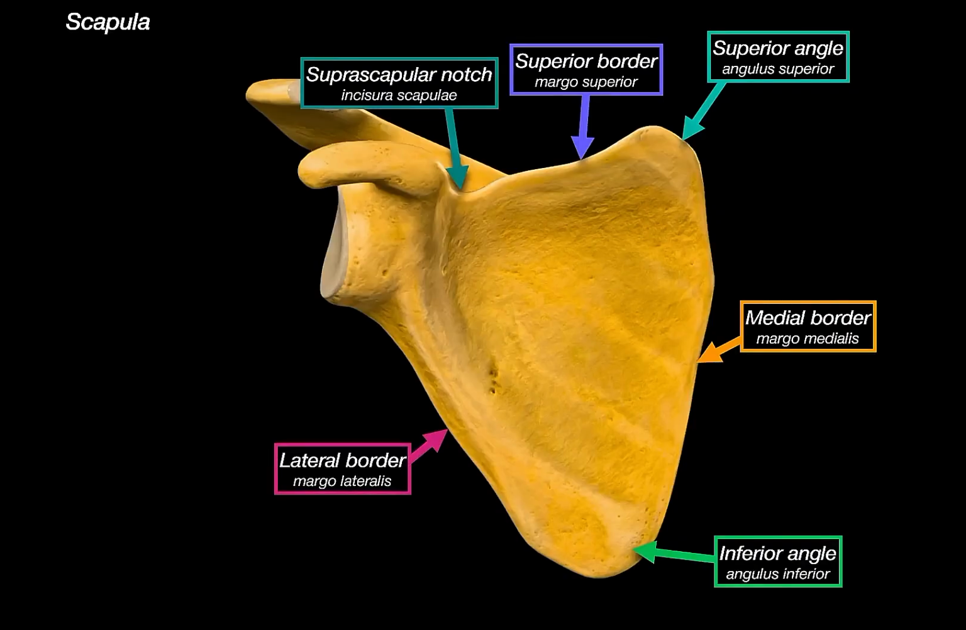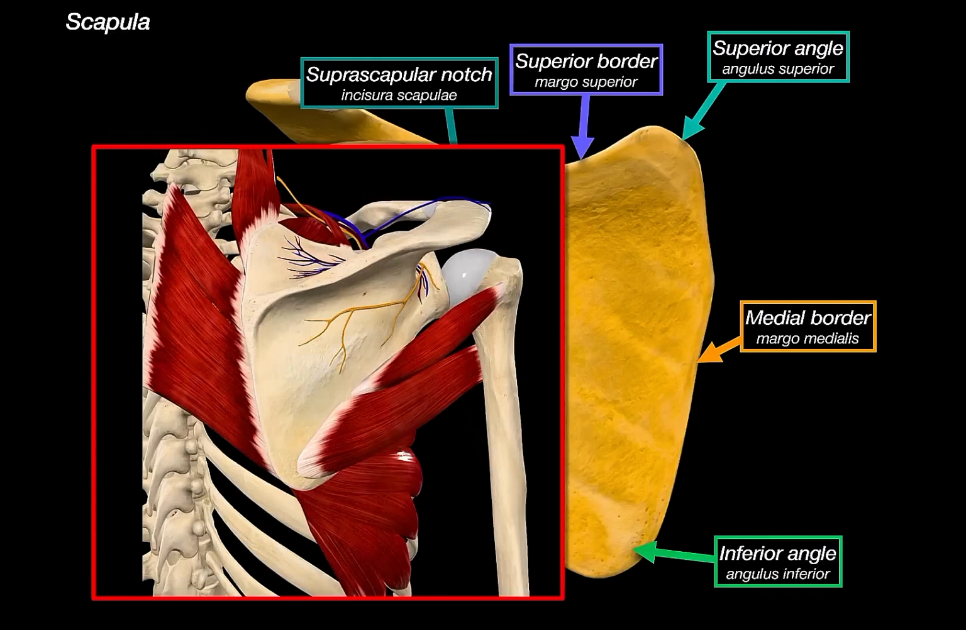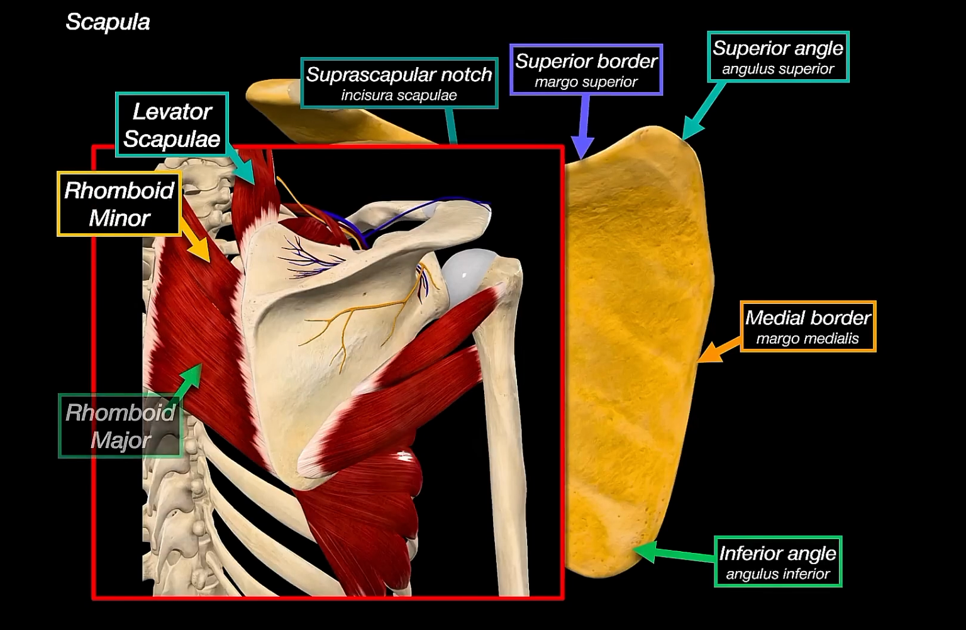Muscle attachments along the borders. Several muscles attach along these borders. At the superior angle, the levator scapulae inserts and helps raise the scapula. Along the medial border, the rhomboid major and rhomboid minor attach. These muscles pull the scapula toward the spine and help rotate it.